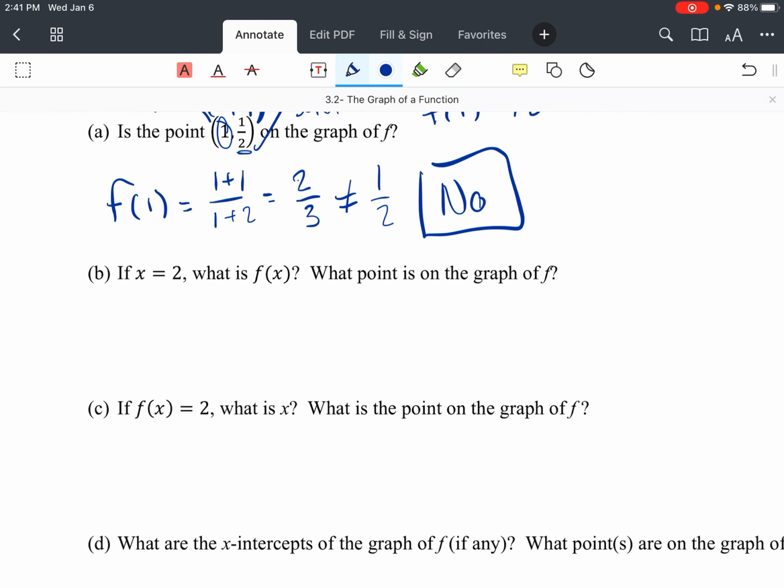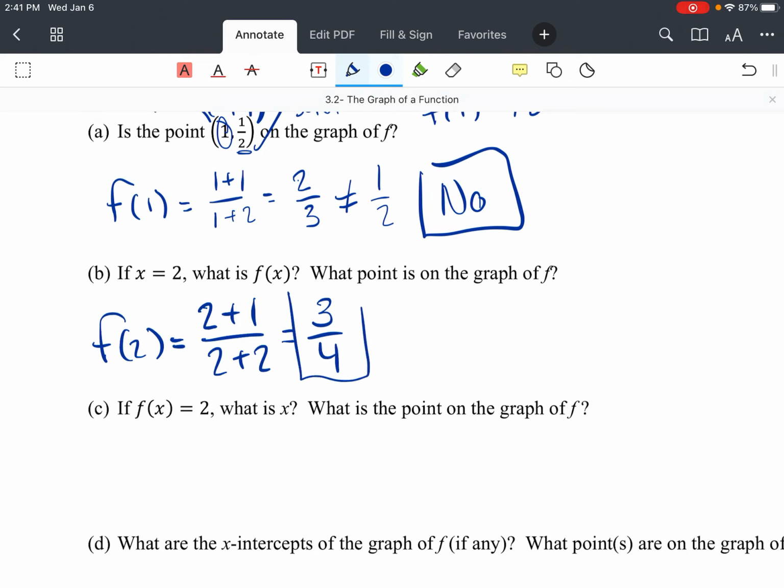Okay, so let's take a look at this next part. It says, if x is equal to 2, what is f of x? So what it's actually asking us to do is simply to evaluate f at 2. In order to do this, we're simply going to say, well, this is 2 plus 1 divided by 2 plus 2, which is 2 plus 1 is 3 divided by 2 plus 2 is 4. And that is what f of 2 is.